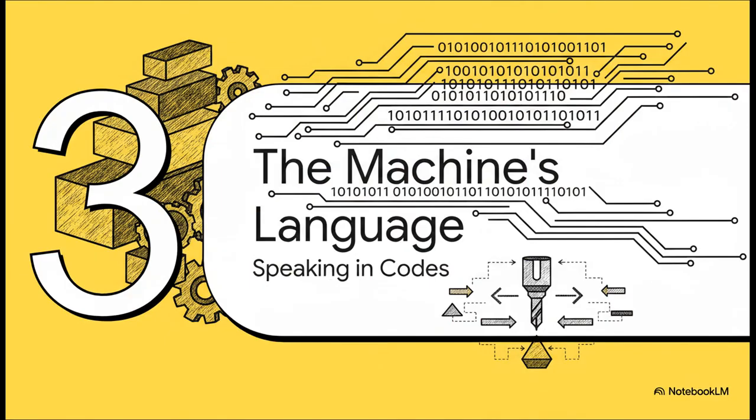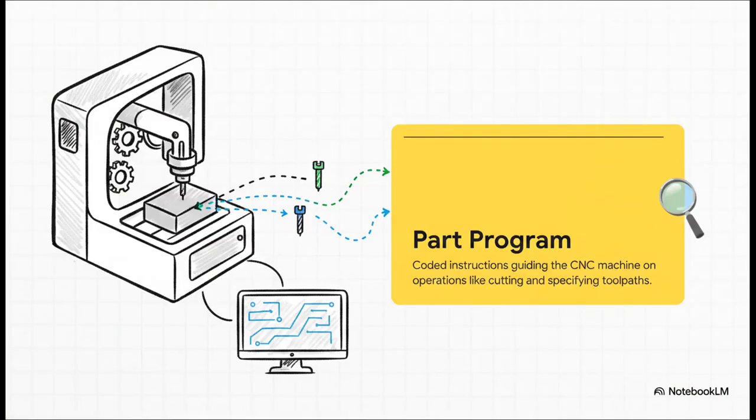Section 3. The machine's language, speaking in codes. Because machines, as unbelievably smart as they are, don't speak English or Kinyarwanda, they speak in highly specific codes. Once our CAM software finishes translating, it outputs what we call a part program. The part program is the master script our machine will follow to carve out our bracket. It contains all the coded instructions guiding the CNC machine on operations like cutting and drilling. It tells the machine exactly which tool path to take, what tool to select, and how fast everything should spin. It's quite literally the brain of our operation for this specific job.